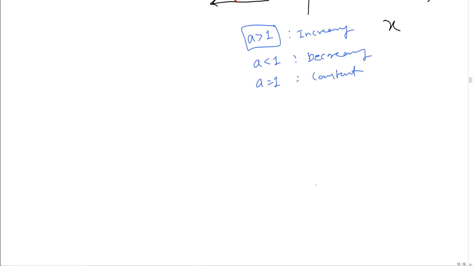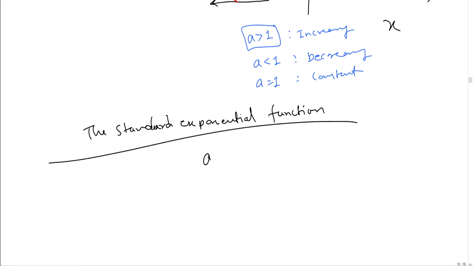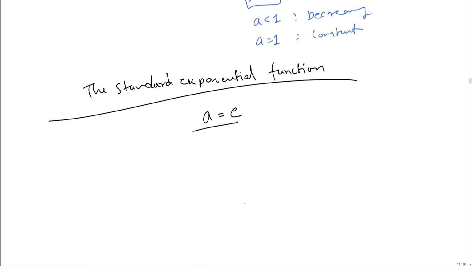Now, there is a particular function which is called the standard exponential function, such that the base has a value such that it holds very interesting properties. It is an increasing graph, right? The value of e, this base, is somewhere around 2.3 something. This is called Euler's number.